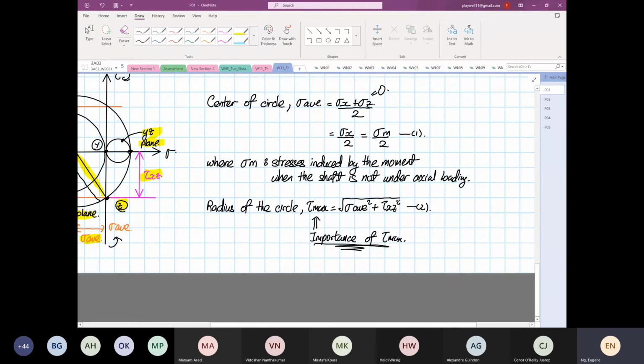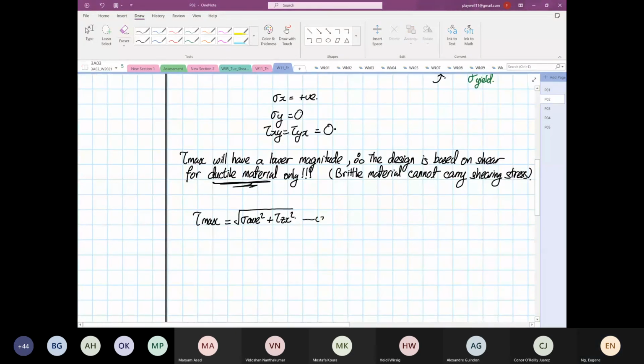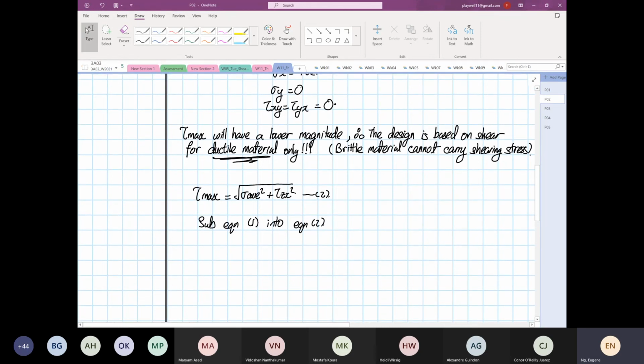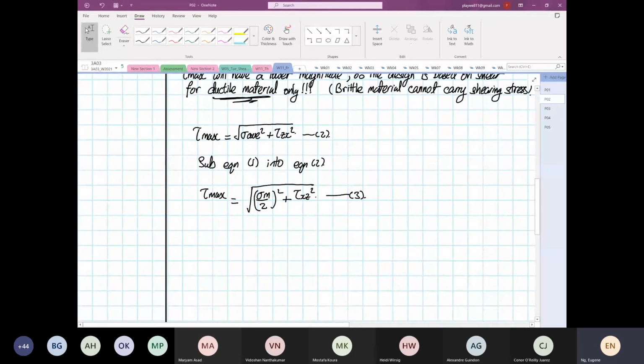So with equation number 2, which I've just written, substitute equation 1 into equation 2. So what we have now is shearing stress max is equal to the square root of (stress M over 2) squared plus shear xz squared. So this is now our equation number 3. Nothing difficult. As I said, this course is not difficult at all. It's an integration of different topics.